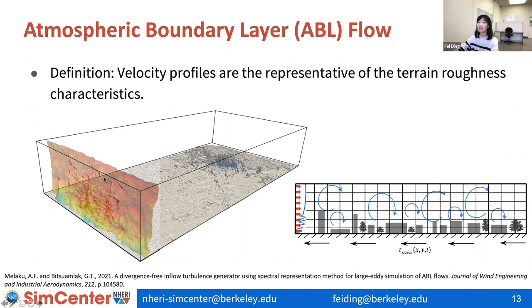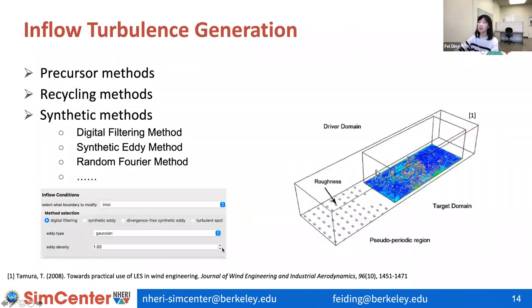And besides accurately describing these statistical information on the inflow surface, another issue is how we can generate the time series of inflow turbulence velocities based on this prescribed information that characterizes the atmospheric boundary layers.